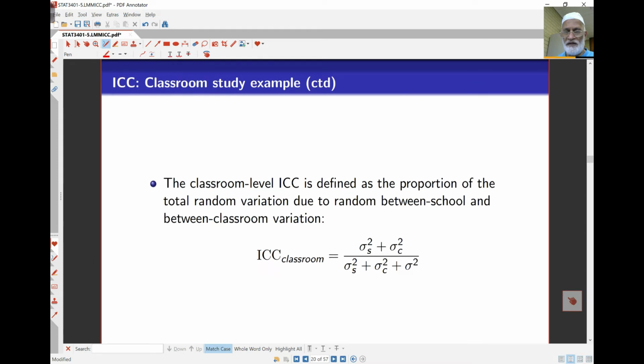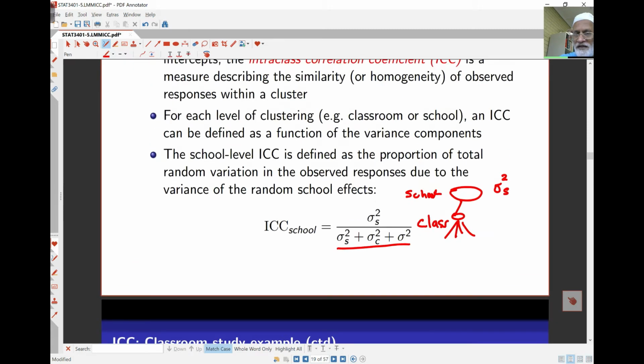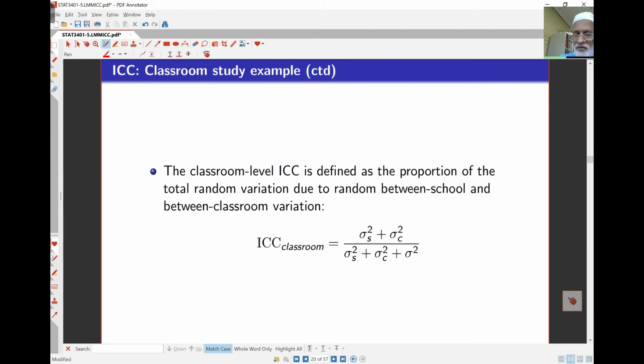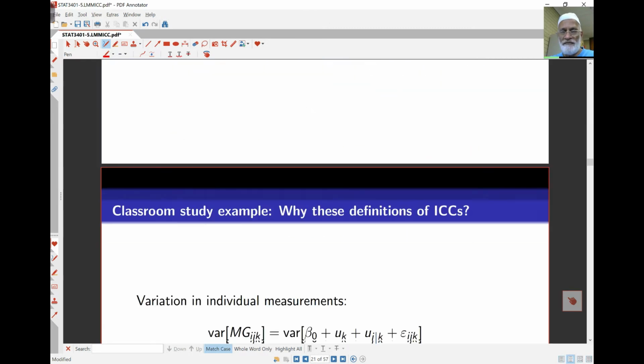For the classroom level, what we have is the proportion of total random variation due to random between-school and between-classroom variation. So when you take a look at the classroom level, you take a look at the variation in everything above. Now here, of course, at the school level, there's nothing above that, right? So that's why it's the school level and everything below there. But here, it's going to be classroom and everything above that as a ratio of the whole lot. So it's the classroom and the school level over the whole lot. Because if you see, classroom is actually nested within school. And that is why we have to add both of those together. So those ICCs can be worked out fairly simply.